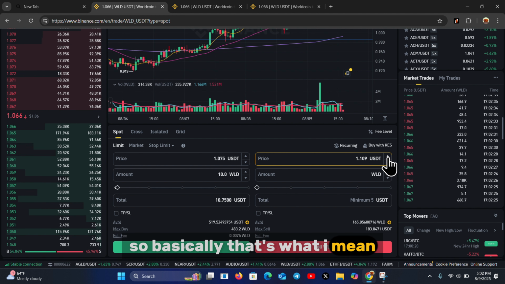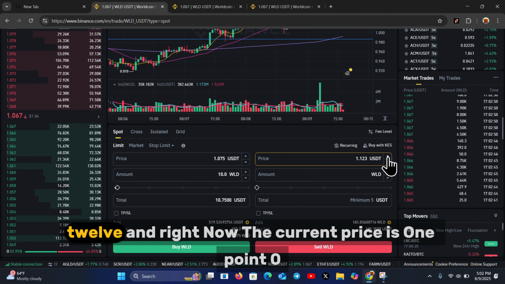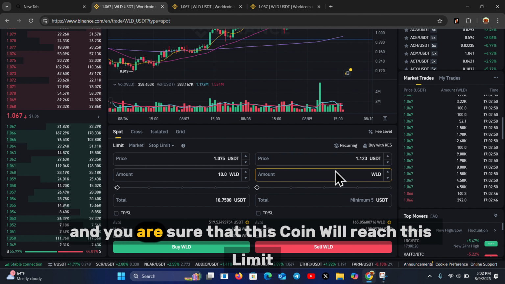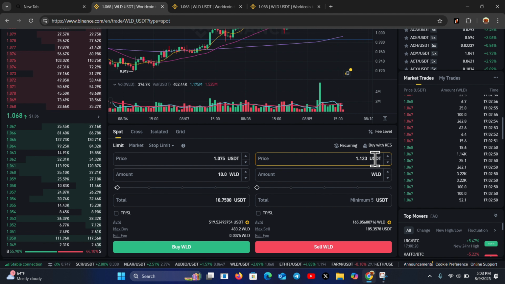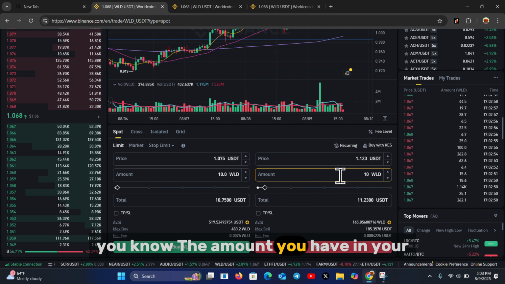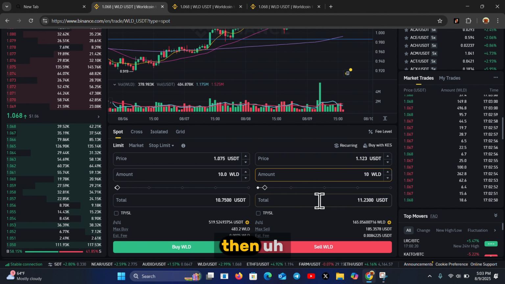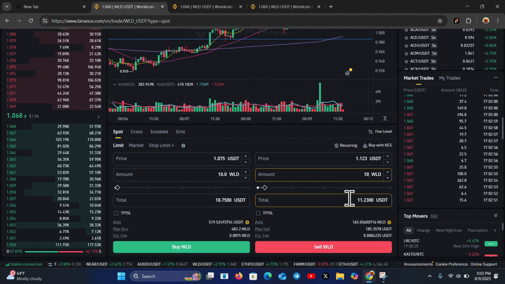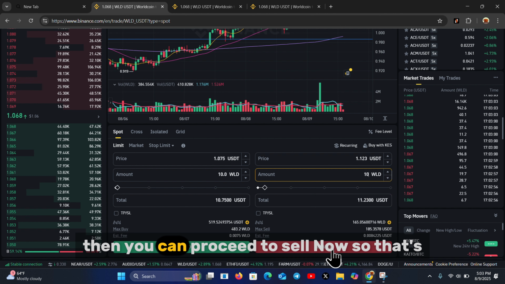So basically that's what I mean. Let's say you want to sell at 1.12 and right now the current price is 1.07 and you are sure that this coin will reach this limit. So you just input the limit at which you want to sell the coin. Then you input the amount. Of course, you know the amount you have in your wallet that you have bought. Then it's going to tell you the total USDT it's going to bring to your account. Then you can proceed to sell.